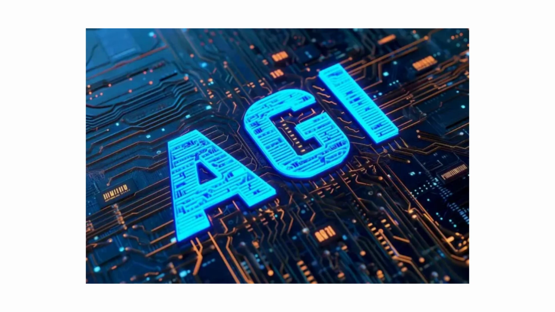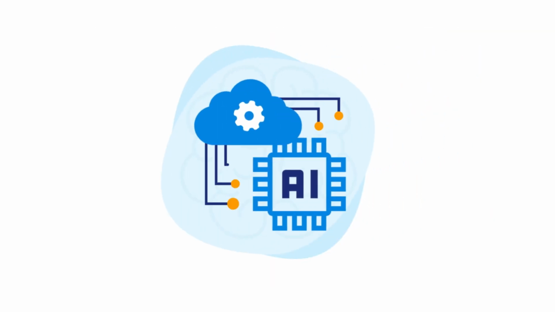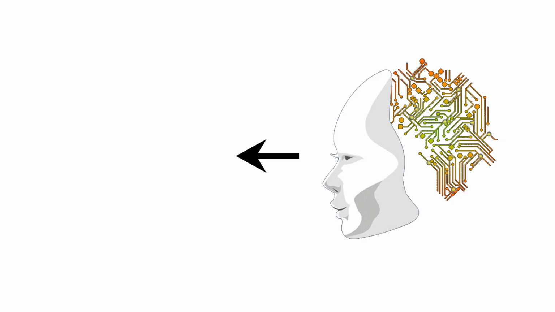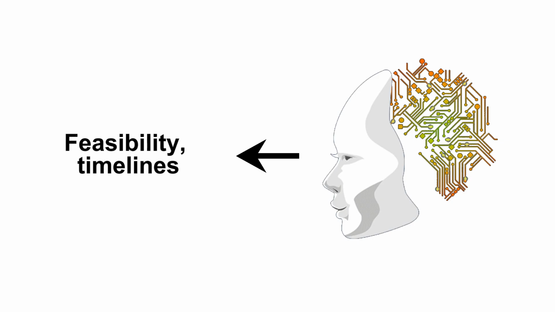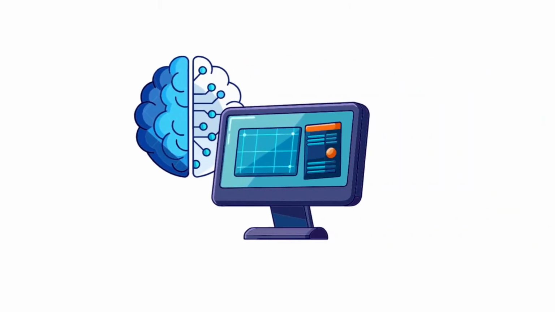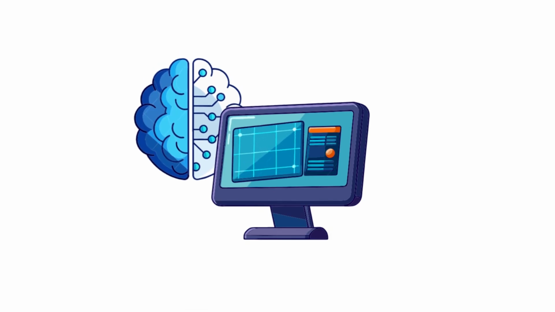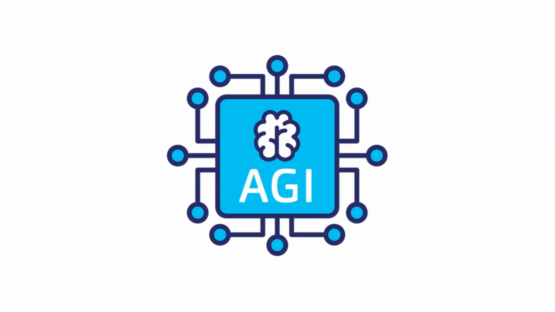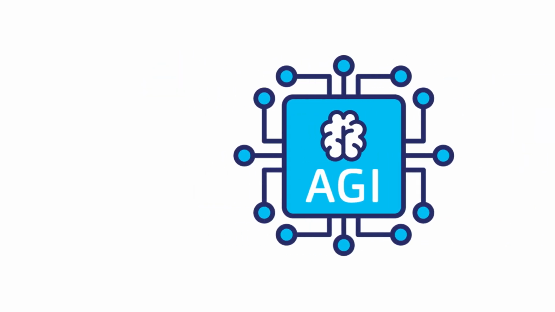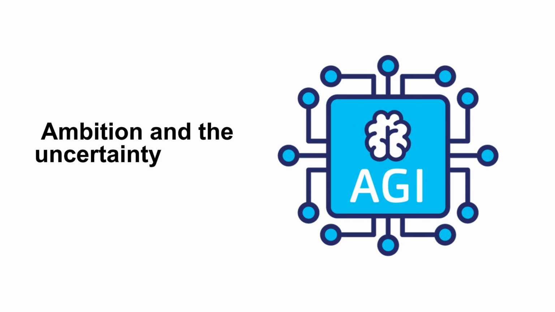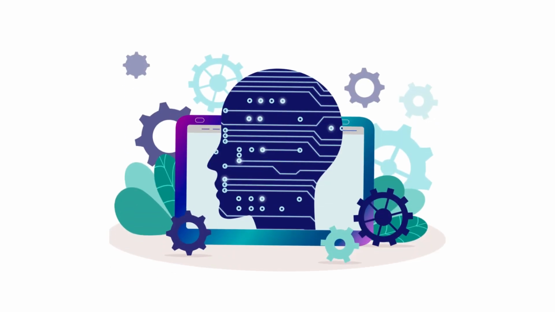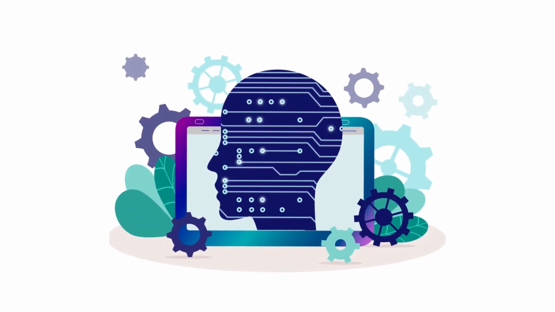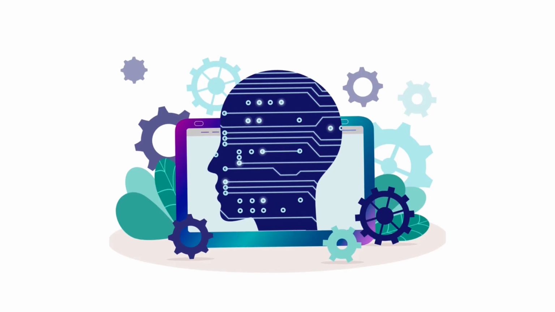Some researchers predict AGI could emerge within decades, while others argue it may never be possible. The debate centers on feasibility, timelines, and whether current approaches like scaling deep learning can ever reach true general intelligence. For now, AGI remains an idea that defines both the ambition and uncertainty of AI's future. But if AGI ever arrives, the next stage could be even more unsettling.